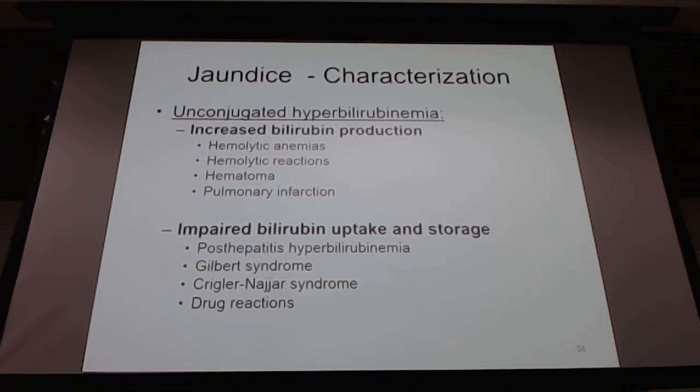But then we have impaired bilirubin uptake and storage. So this is typically going to be post-hepatic in nature. And then we have these very interesting syndromes, things like Gilbert and Crigler-Najjar syndrome, and we worry about drug reactions as well, because a lot of things are processed by the liver.